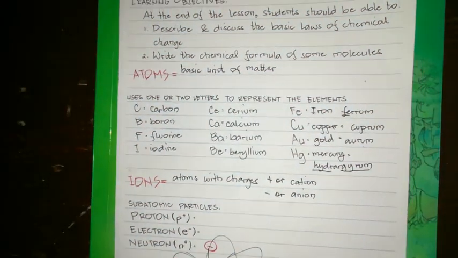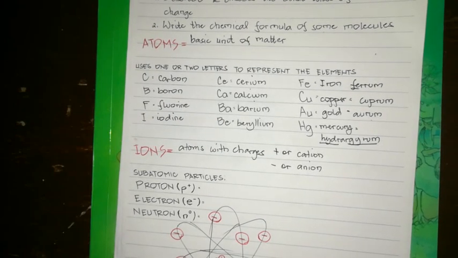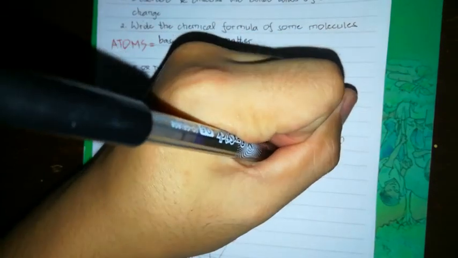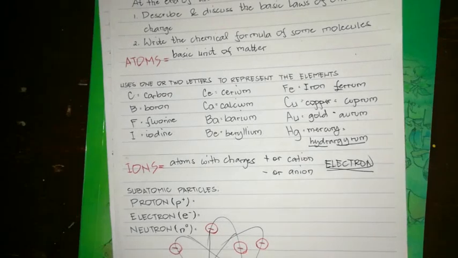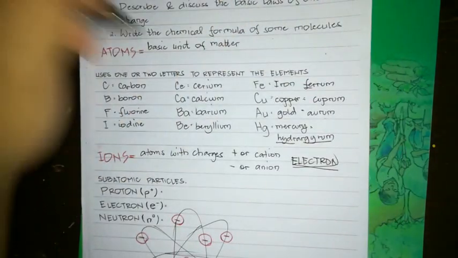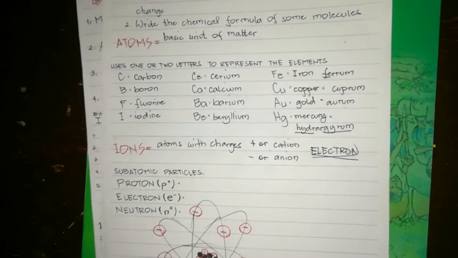How does an atom get a charge? It all depends on one subatomic particle, which is the electron. The electron is responsible for atoms having charges. An atom can become a cation, or positively charged, when it loses an electron. When it gains an electron, it becomes an anion, or negatively charged, because electrons are negatively charged. So, a cation lost an electron, so it became positive. An anion gained an electron, so it became negative.